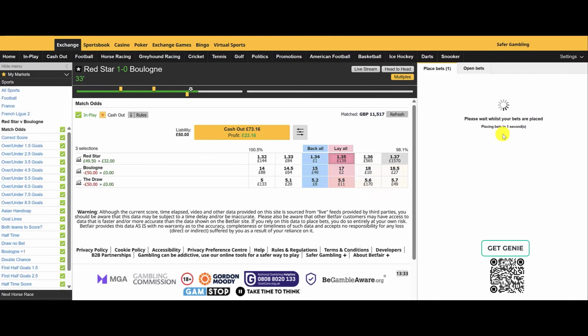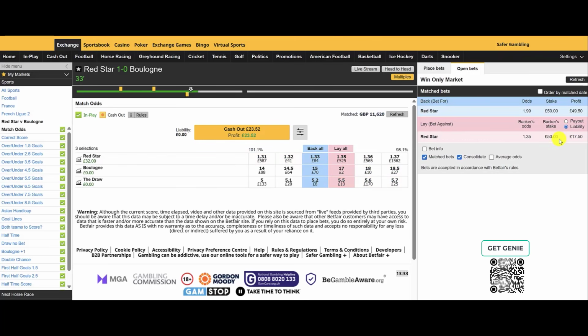So we will remove the risk from the match odds market. We'll leave the free bet of £32 on Red Star, and we'll try and see if we can get a second goal. And on that second goal, we will make a decision based on whoever gets that second goal. So anyway, let's see what happens. It's Red Star 1, Boulogne, the away team, 0.